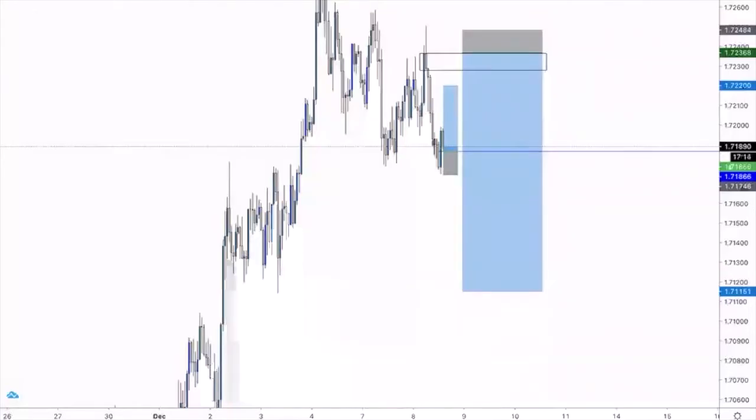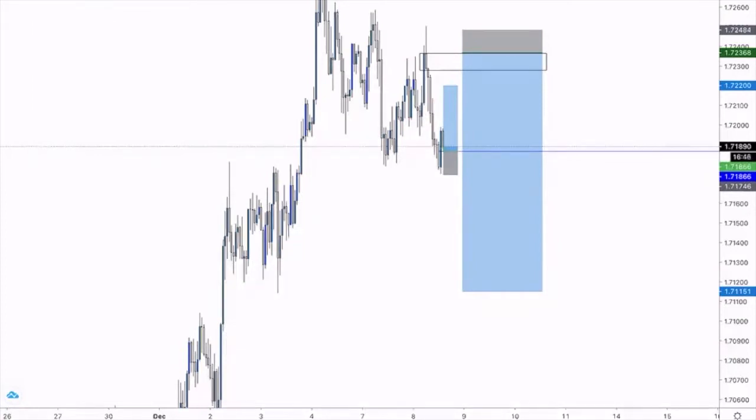Today we're going to talk about market structure, right? And the overall directional bias, because those two kind of work hand in hand with each other. So what is an overall directional bias? Overall directional bias is basically which direction the market is headed overall.